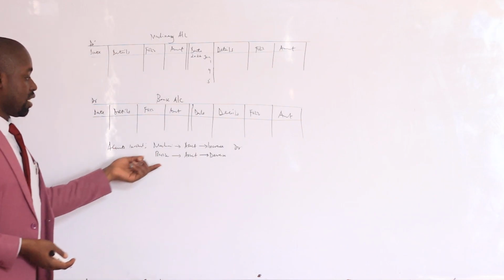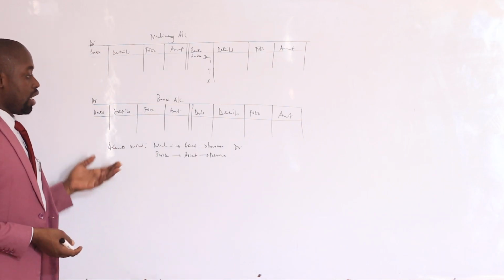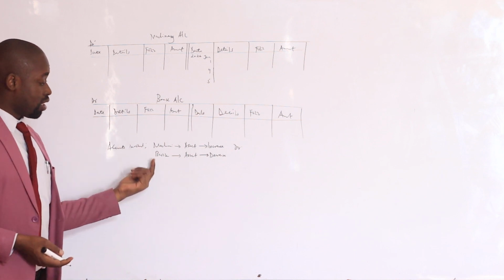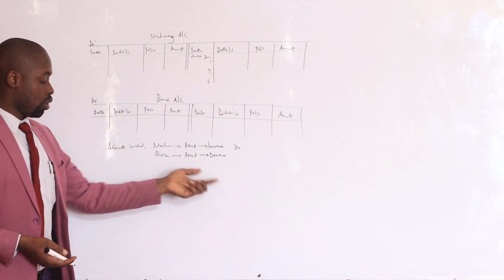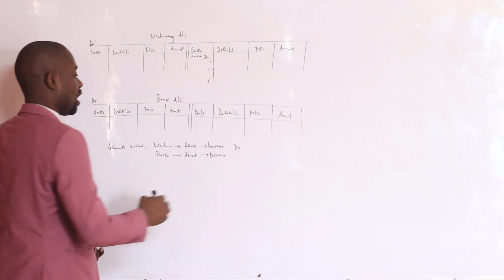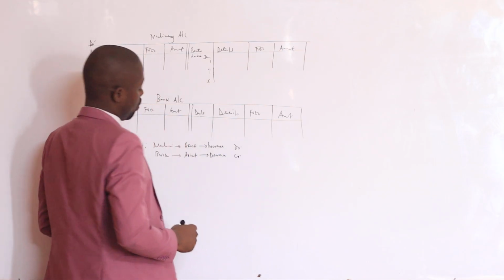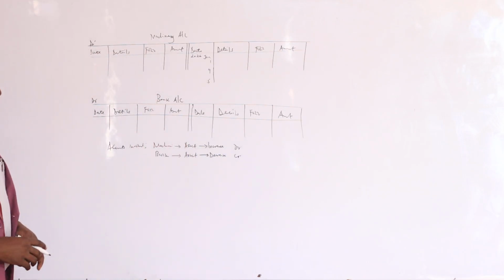Again, bank is an asset. It appears on the debit side. Increase, we debit. But in this case, it's not an increase. It's what? A decrease. So we shall do what? We do the contrary, which is crediting. We shall credit the bank account.